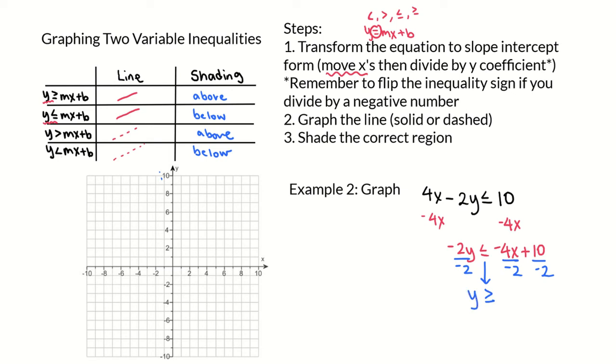Y greater than or equal to negative 4 divided by negative 2 is positive 2x. And 10 divided by negative 2 is negative 5. So y is greater than or equal to 2x minus 5. Now that it's in slope-intercept form, we graph it. Y-intercept is negative 5 and slope is 2, so up 2 over 1 to get a line with positive slope of 2. And since the inequality is greater than or equal to, that means we draw a solid line. Y greater than or equal to means we shade above the line.